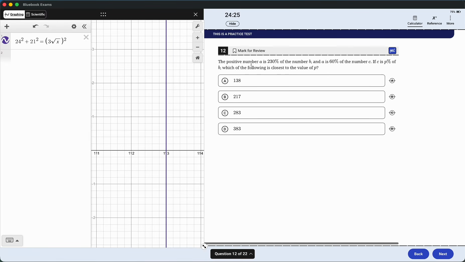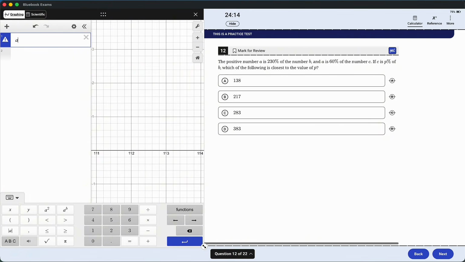Next one. Another thing with percents, but this one, you just want to be able to read this and translate this into equations. You see, this is an equation right here. A is 230% of the number B. Literally A equals 230%, right? So anytime you get a percent, you can just write that number over 100. Of means multiply, right?